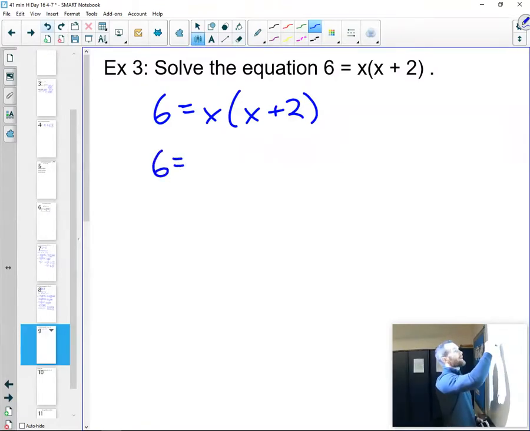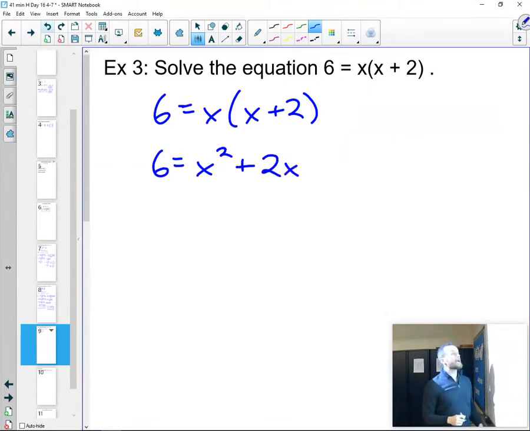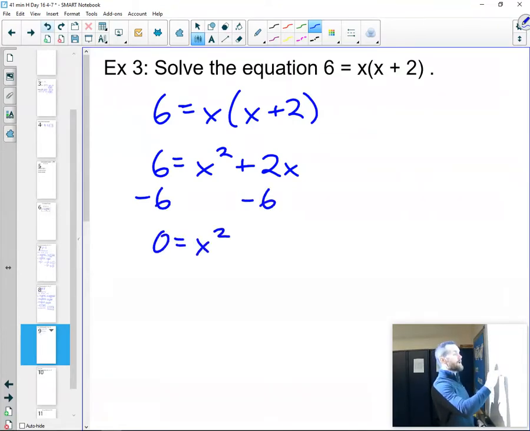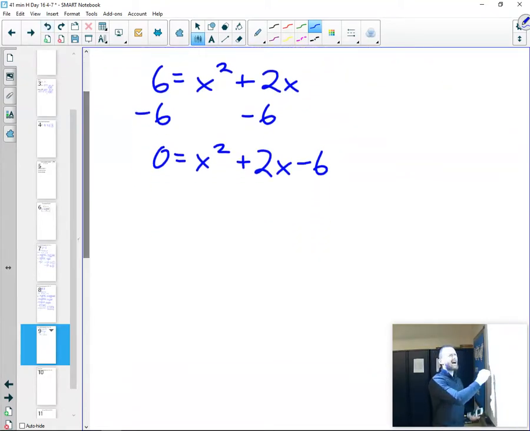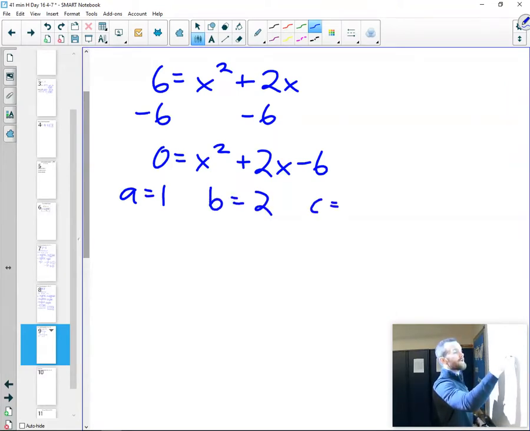6 equals x times x, which is x squared, plus x times 2, which is 2x. And then let's get everything on one side, so we take away 6 from both sides. It's 0 equals x squared plus 2x minus 6. And now we can use our quadratic formula. I don't think this is going to be factorable. Yeah, let's just go straight to the quadratic formula. So we know a equals 1, b equals 2, c equals negative 6.